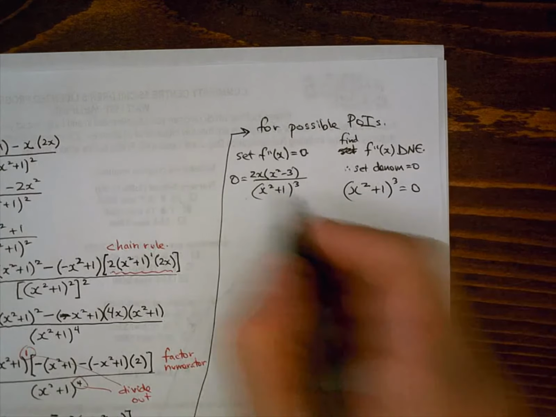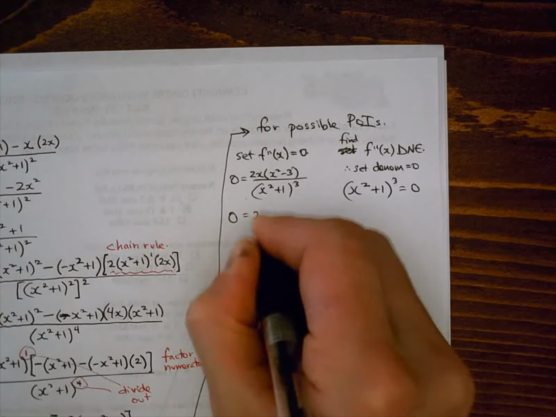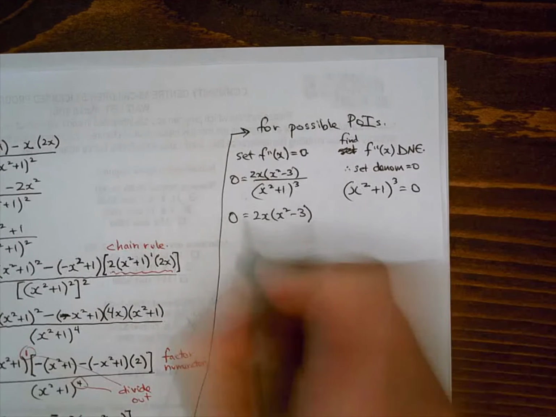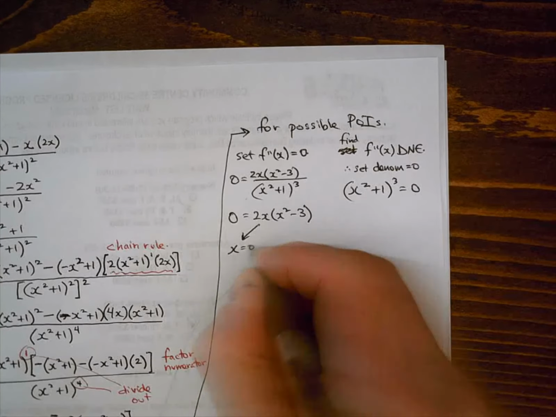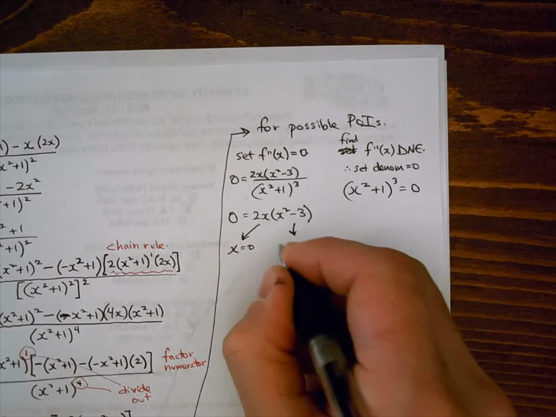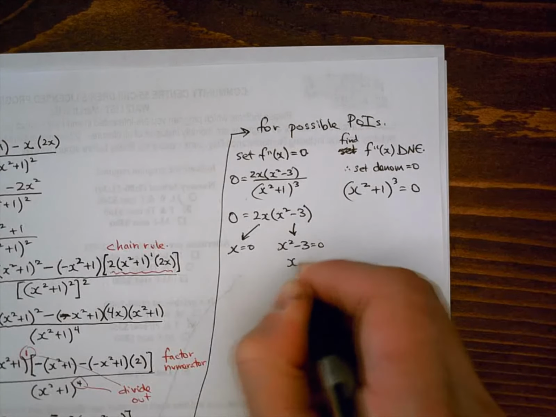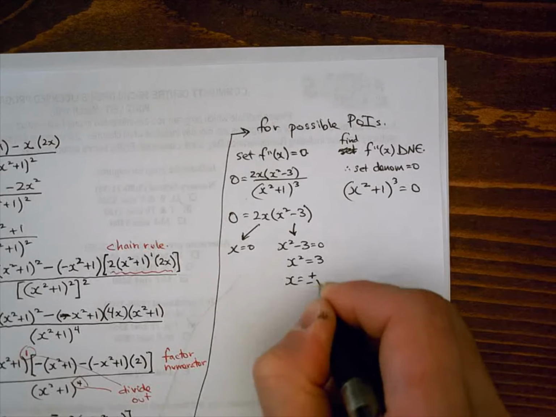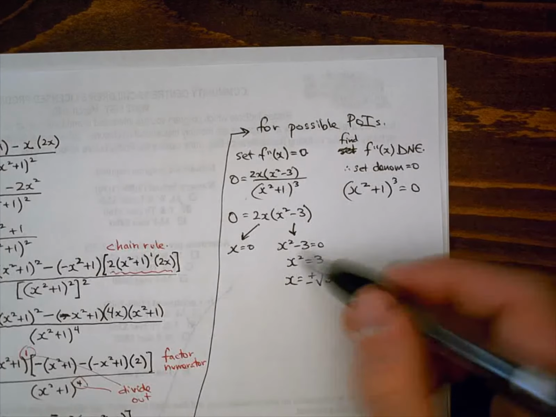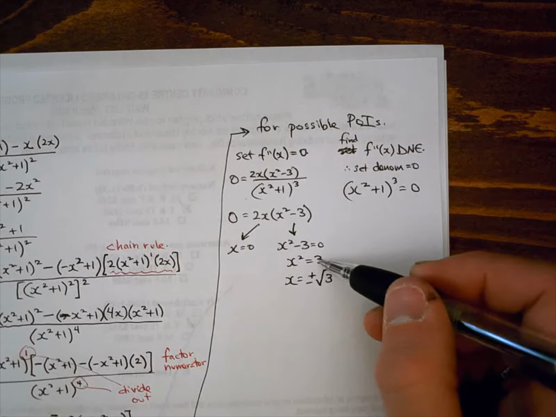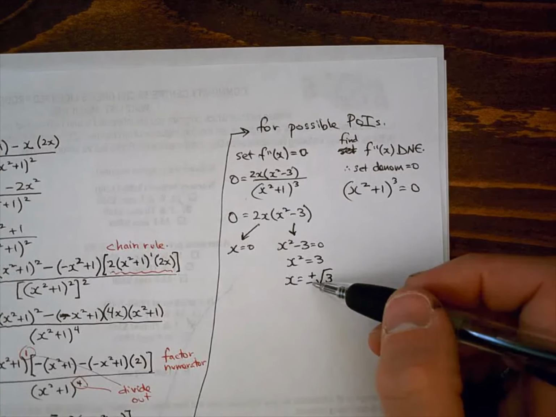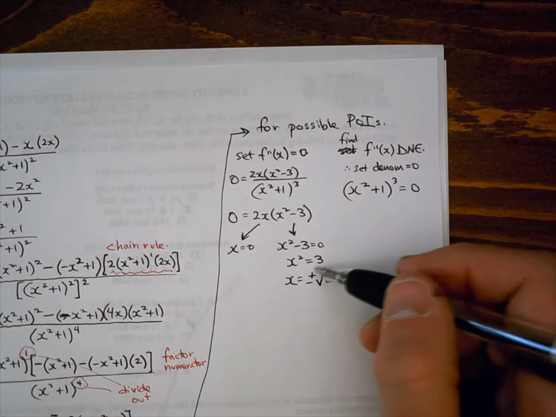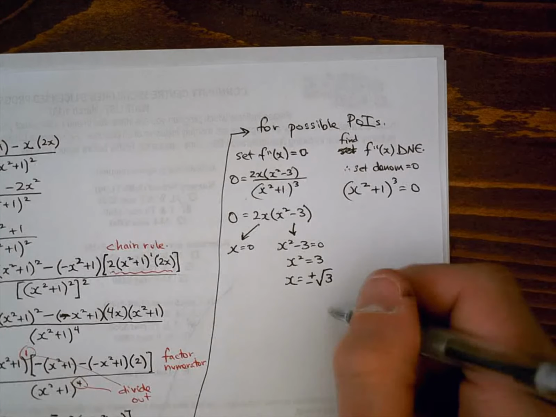Which one do you want to do first? Well, let's do this. If I cross multiply, I get 0 is equal to 2x times x squared minus 3. For this to be true, x is equal to 0. That's one of the cases. The other option that would make this 0 would be if x squared minus 3 is equal to 0, which is x squared is equal to 3, which is x is equal to plus or minus the square root of 3. Very important: if you want to undo that square and take the square root of 3, you have two possibilities, a positive and a negative. They'll both give you positive 3. So those are some possible POIs.